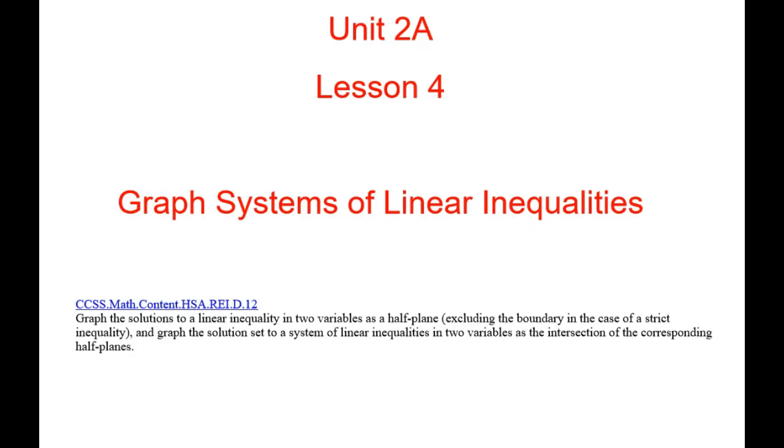Unit 2A, Lesson 4. In this lesson, we're going to graph systems of linear inequalities. So just like we did in the previous lesson, we're going to graph a linear inequality. Then we're going to graph another one on the same coordinate plane. The region we're going to shade is the overlap of both of those inequalities.